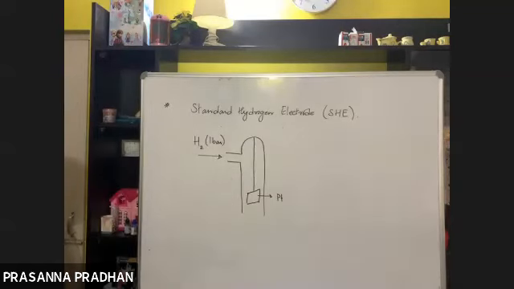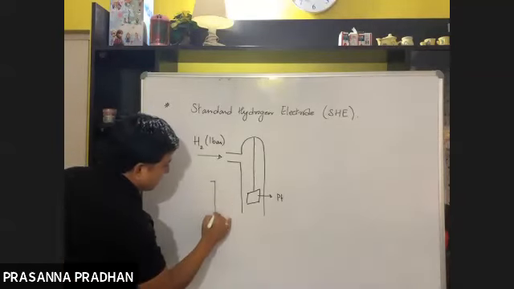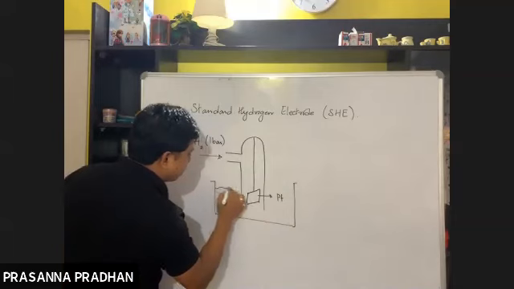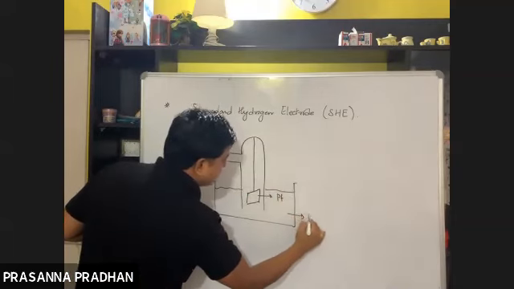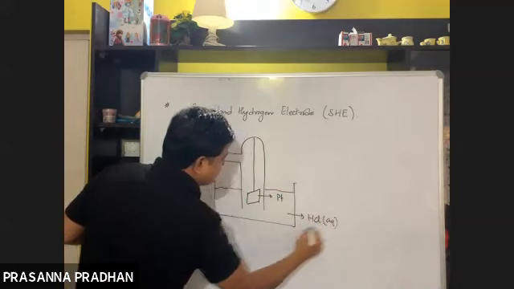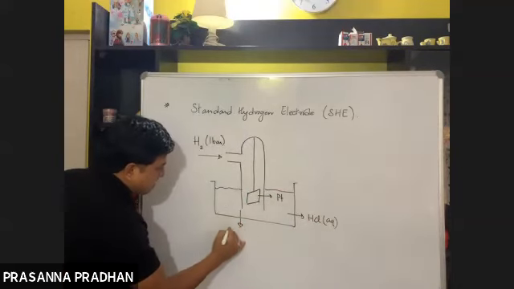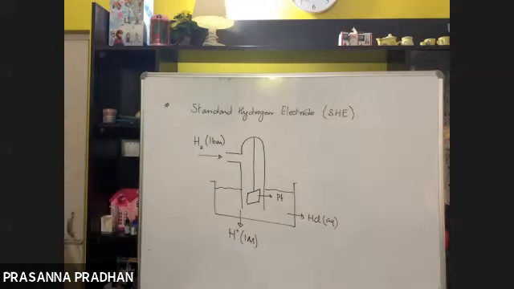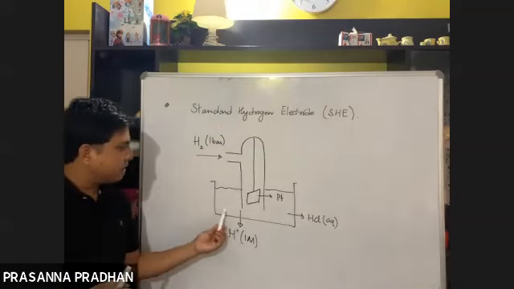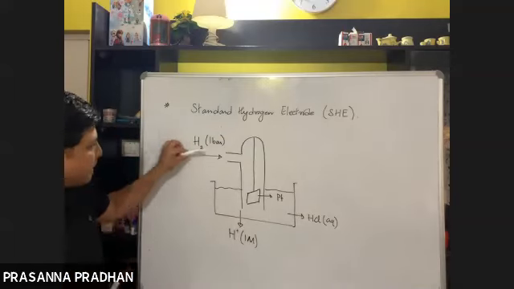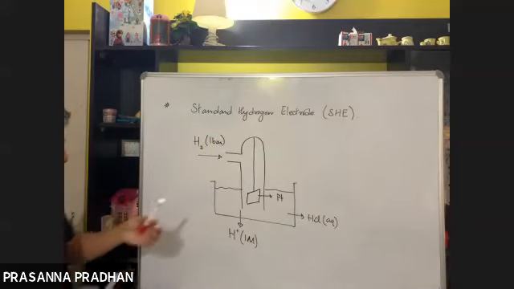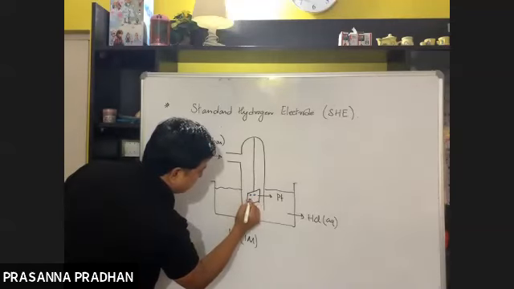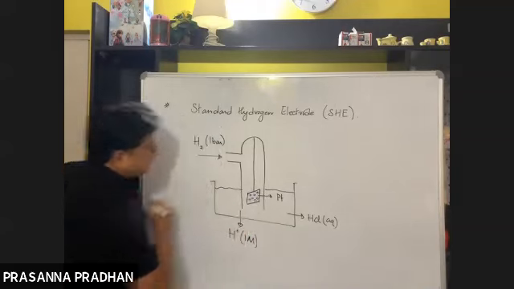And this whole setup is immersed in an HCl solution where the concentration of the H positive ions is 1 molar. What is the concentration of HCl taken out here? It's 1 molar always. So you bubble hydrogen gas. What will happen to this hydrogen gas which is bubbled? It will be adsorbed on the surface of the platinum.